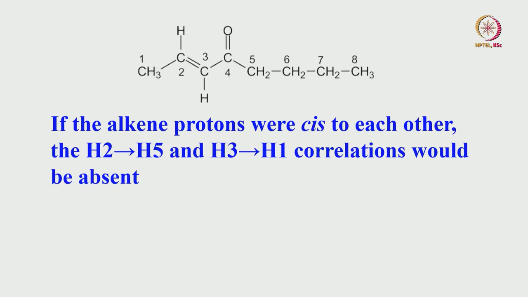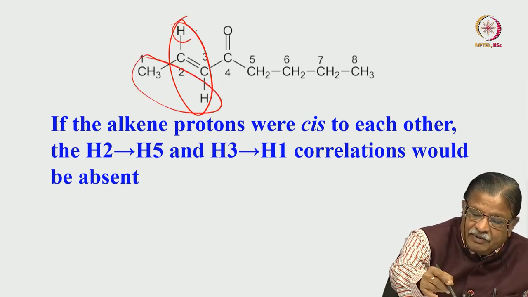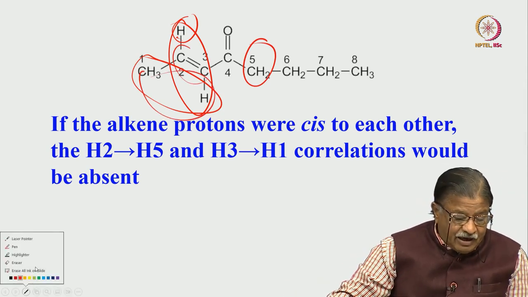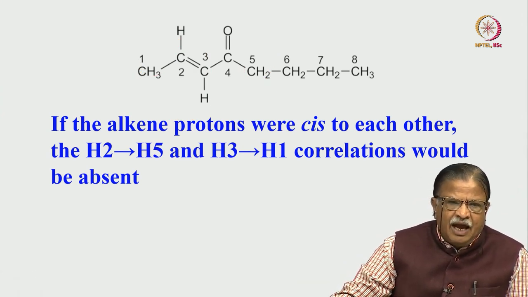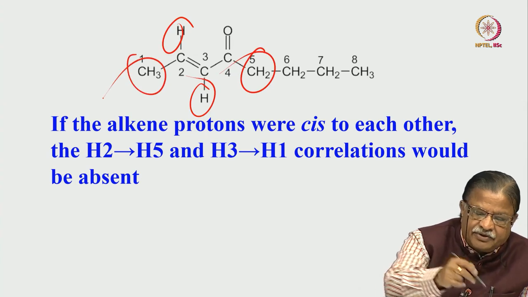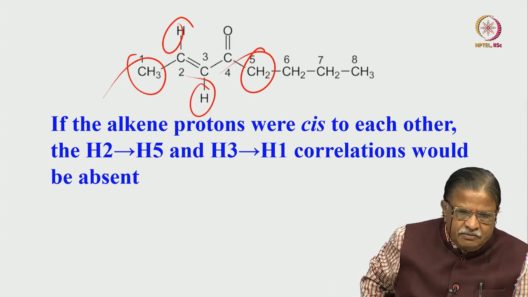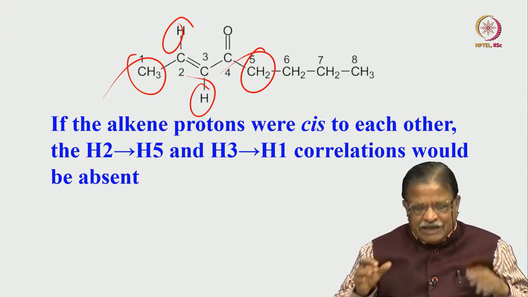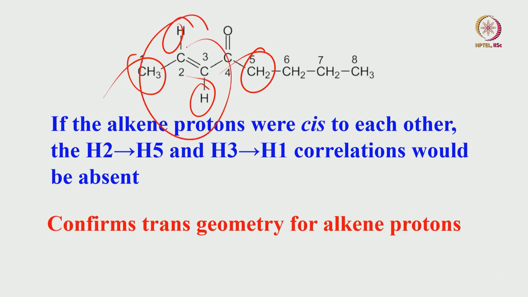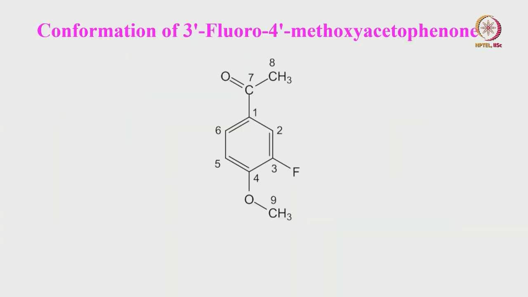Okay. The question is, if the alkene were cis instead of trans, what would have happened? We know the correlation is between this and this, and between this and this. That's why we said these two are on one side of the double bond. If it were cis, then you would not get the H2 to H5 correlation. You will not see this correlation, and you will not get the H3 and H1 correlation. If it is on the other side, the distance becomes more, so you will not get the correlation. So the correlations we observe for this molecule put these two on one side and these two on the other side of the double bond, and establish the geometry for the alkene protons. This is how we can interpret it very easily.